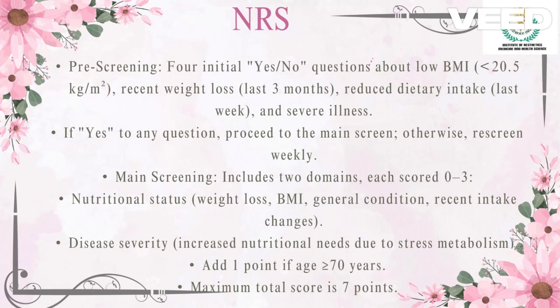So when it comes to NRS, it's completely a nutritional screening, which takes place in the hospital setup only for adults. If the admitted patient is below 18 years, it is not suggested for those patients. If that is the case, we have to go with proper screening and the method of questioning. If the answers are yes, we have to go with the main screening, which consists of two parts: nutritional status, which can be assessed through weight loss, BMI, general condition, and recent intake changes, and disease severity. If there is any disease they have recently come across, we have to consider that.